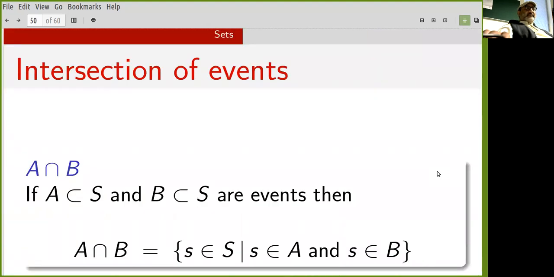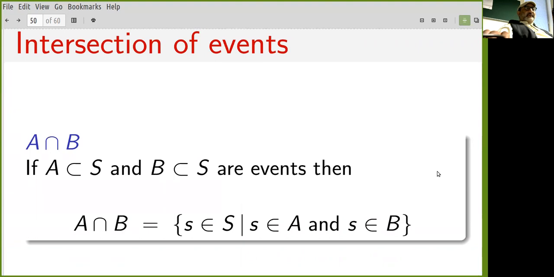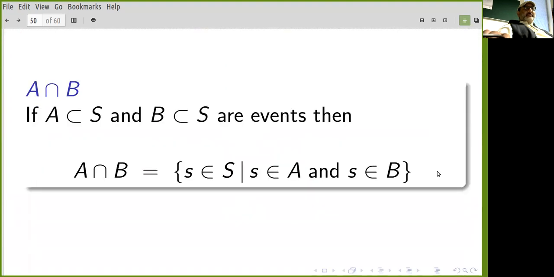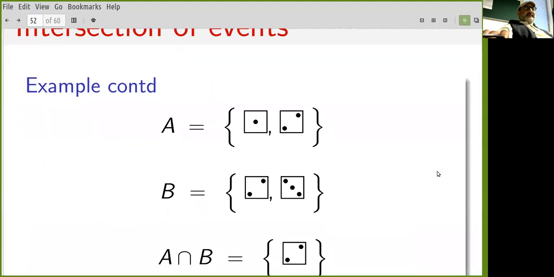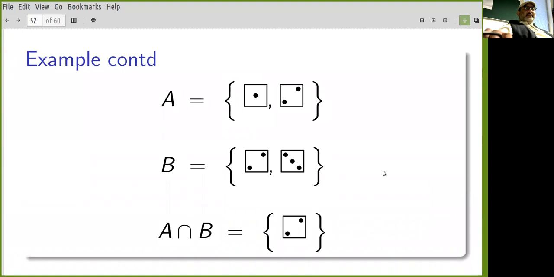Intersection of events will be important for us. You're saying when both events occur, right, in an experiment. So A intersection B means those elements which are in S, which are in A, and also at the same time are in B. So we roll a 6-sided die. This was our set of possible outcomes, and these were the two events, A and B, that we talked about. What's the intersection of A with B? The elements which are in A and in B at the same time. That intersection is rolling a 2.